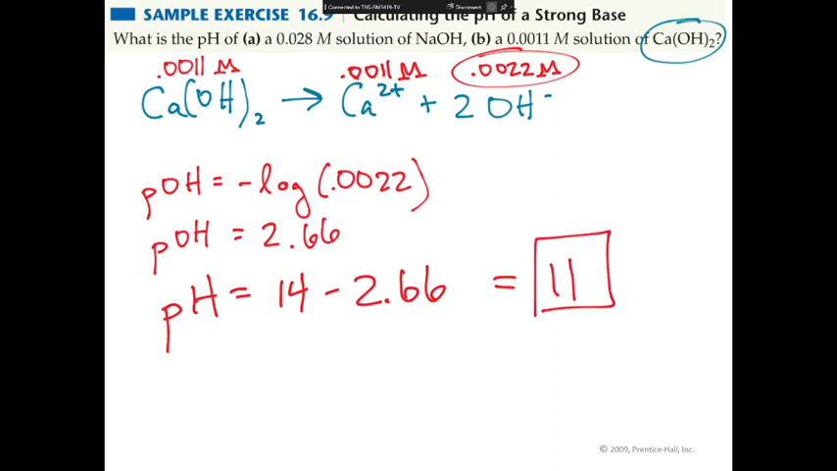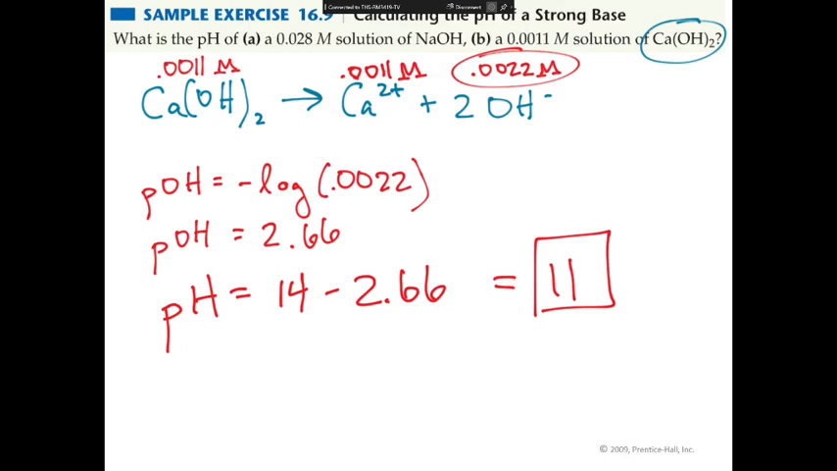Kira, is this solution acidic or basic? Yeah, a great way to think about it. I dissolved a base in the solution, so it's got to be basic. And then the other way to think about it is the pH. It's greater than 7 on the pH scale.